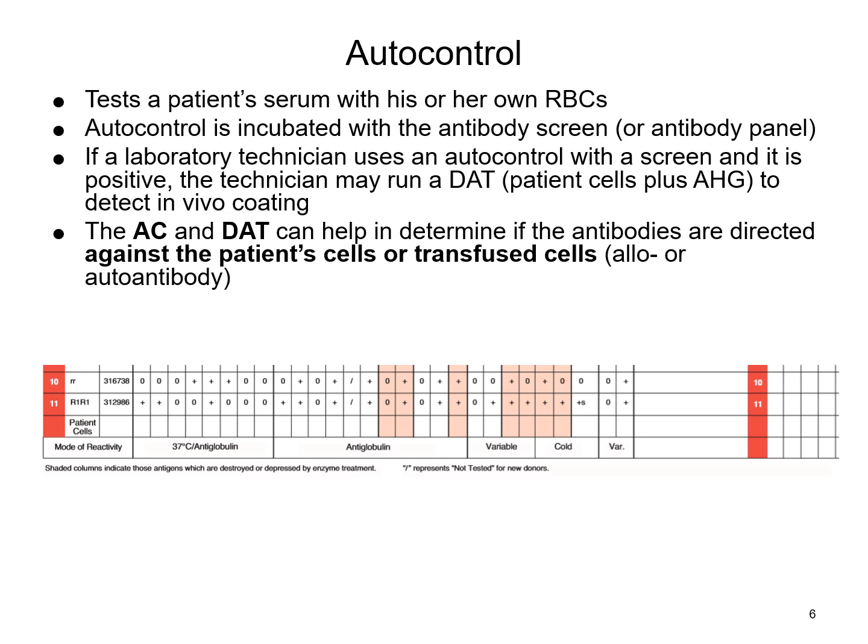Most places don't, because typically most people will be negative, and you're already going to have to do a panel if that antibody screen is positive. And most of your panels do have a spot where you put your patient cells and patient's plasma to run that autocontrol. If a laboratory technician uses an autocontrol with a screen and it is positive, then you need to do a DAT. So why would you do a DAT?